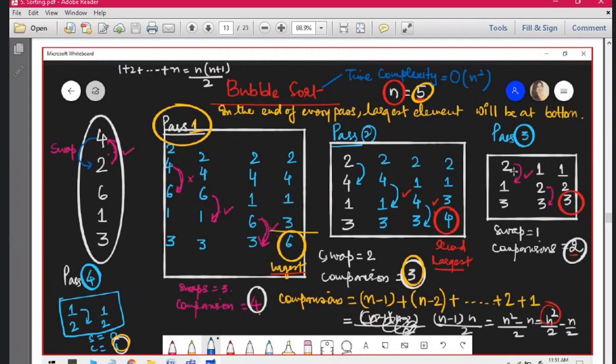And you will notice that out of these 3 elements, 3 is the largest, which has come to the last location. So this is the third largest element. Now in pass 4, we are remaining with only 2 elements, and that is the reason why there will be no more passes anymore.